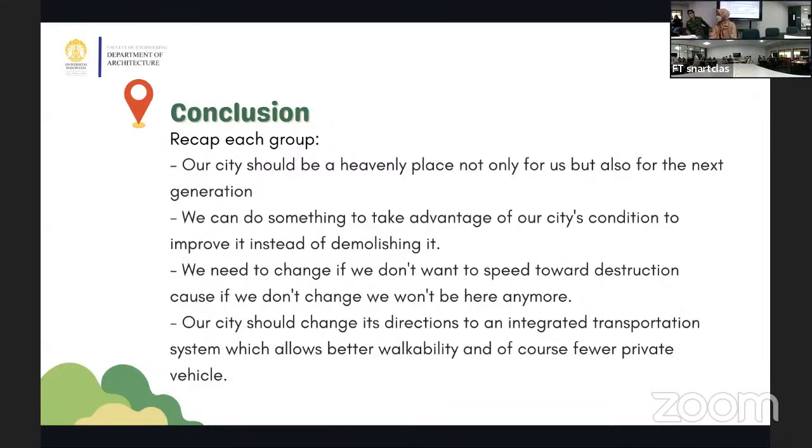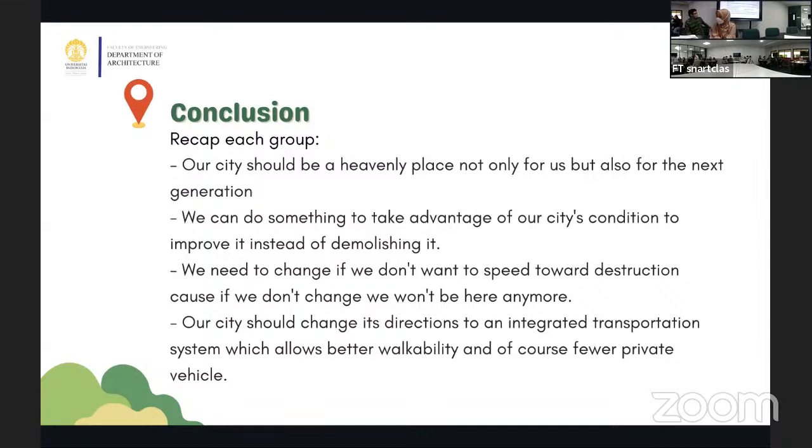Yes, because what we do today, it would be your giving to the next generation, so they will be taken care of by us. The second one is we can do something to take advantage of our city's condition to improve it instead of demolishing it. The third one is we need to change if we don't want to spiral towards destruction, because if we don't change, we won't be here anymore.